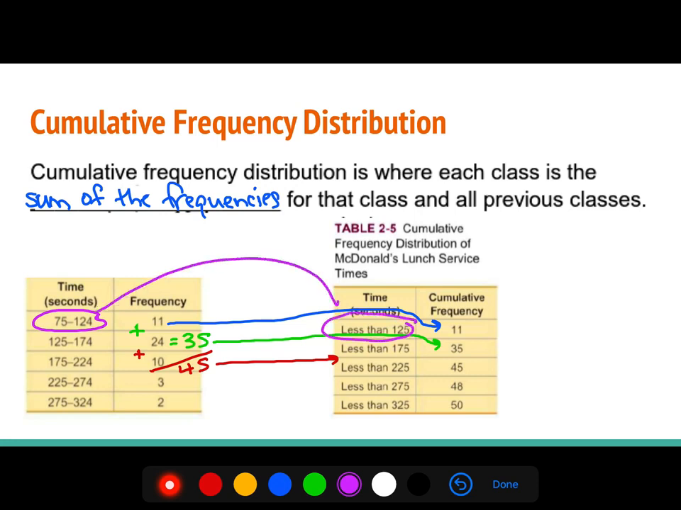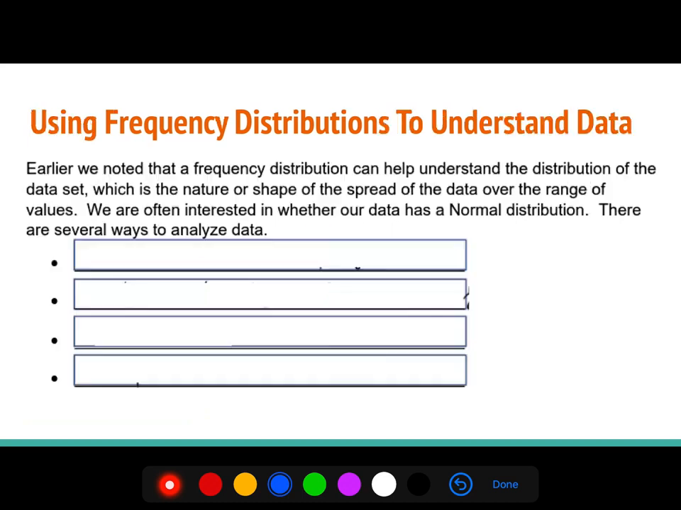Cumulative frequency distribution. And notice how the actual labels on the class change. The first one is 75 to 124, but look how it changed to anything less than 125. The next one said 125 to 174. This one says anything less than 175. So you notice how the labels change for the classes as well.